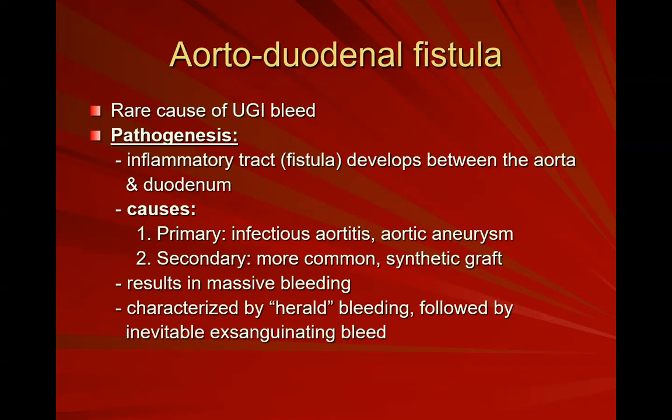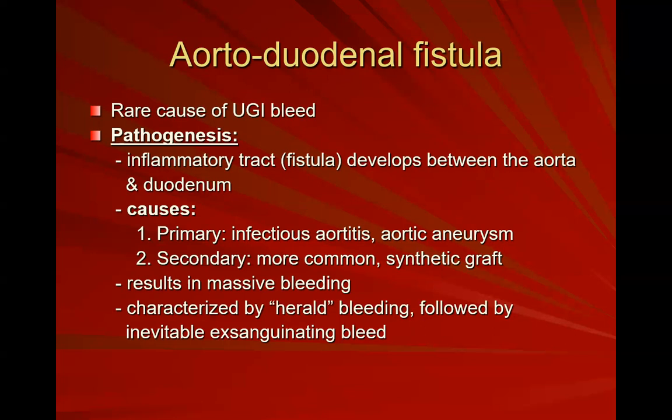Okay, and what could be the causes? The causes: infectious aortitis, aortic aneurysm, and the more common is a graft. So, an inflamed graft. All right. So again, an elderly patient who has been diagnosed with abdominal aortic aneurysm, and they put a graft, and later on they developed hematemesis. So what would be the cause? Aortoduodenal fistula. Okay, so you have to correlate with the clinical background.